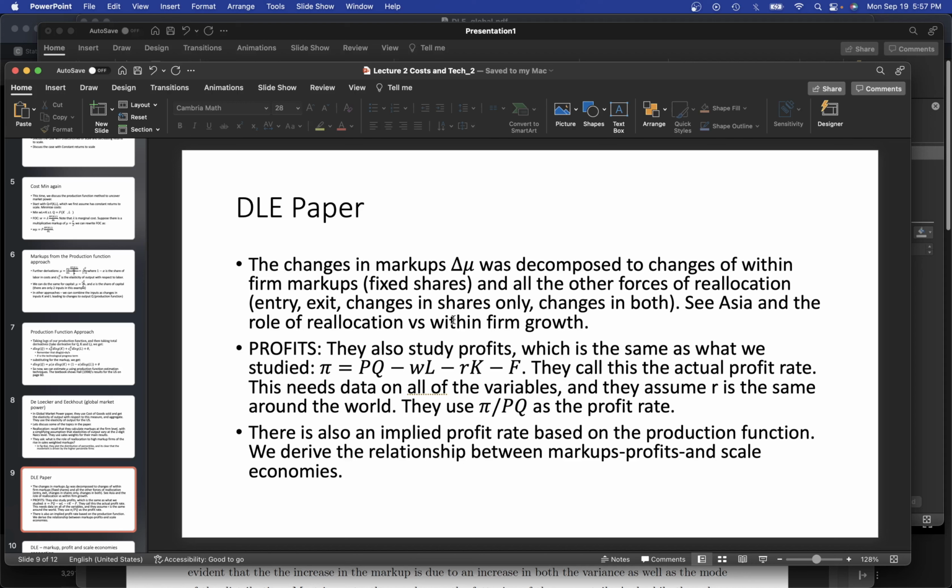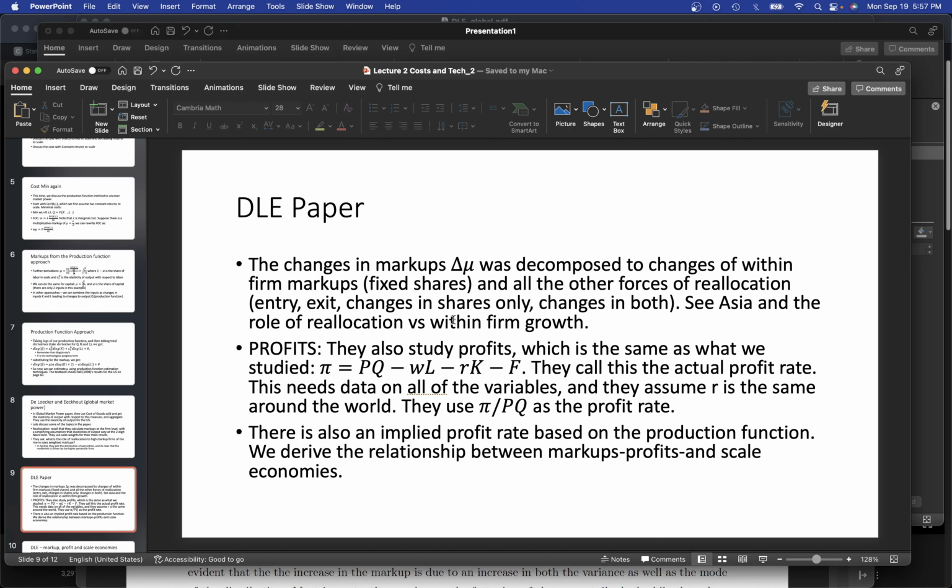Okay, profits. They also study profits, which is the same as what we study, right? Which is this guy: revenue minus costs, minus fixed costs. Then they call this the actual profit rate. This needs data on all the variables, W, L, R, K, F. And then they assume R is the same around the world, and they use profits over PQ as the profit rate.